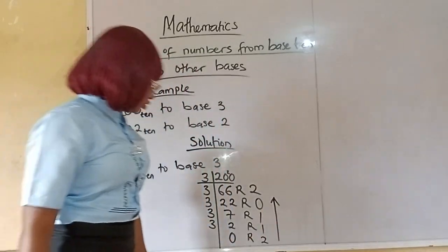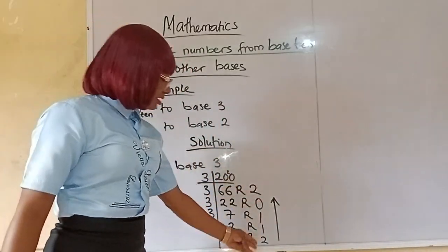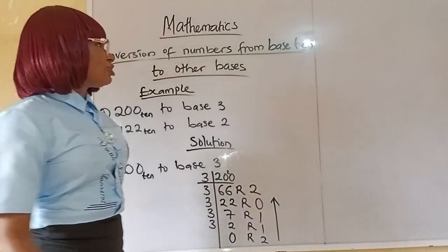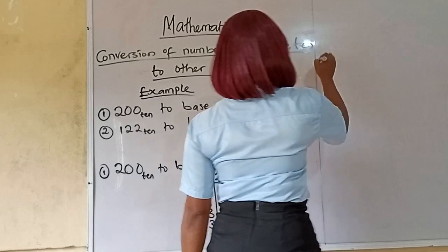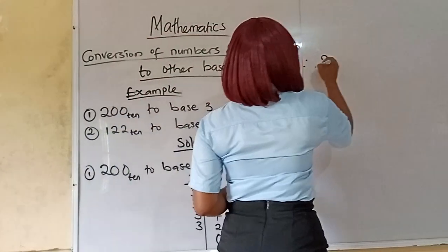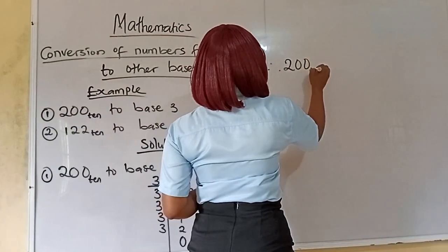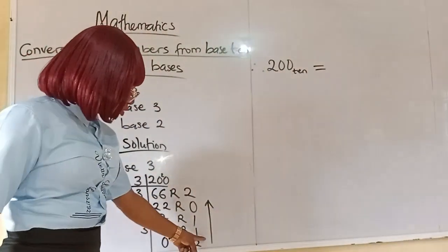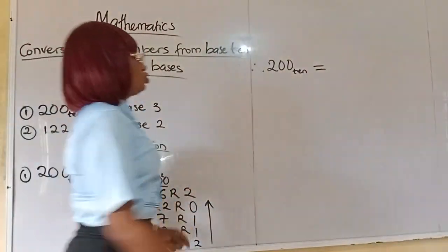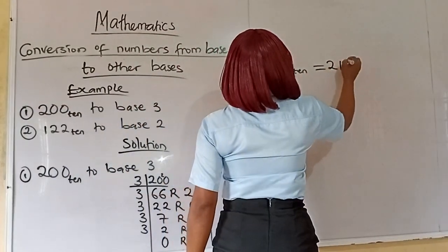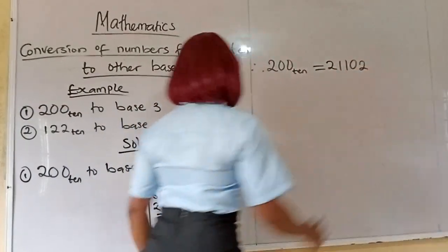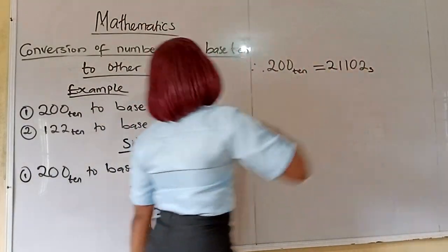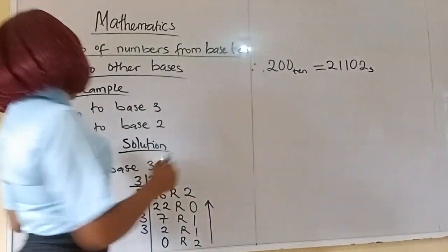You draw an arrow to show that to read the answer, you read the remainders from bottom to the top. So therefore, this is how you conclude that 200 that was given to you in base 10 is the same as, remember bottom to top, 21102. In which base? In base 3. Okay, let's look at the second example to make it clearer.